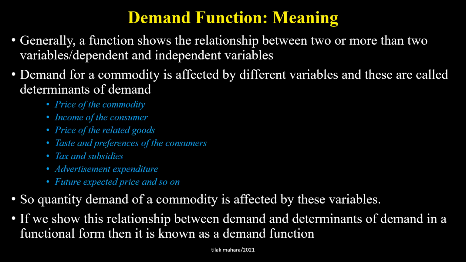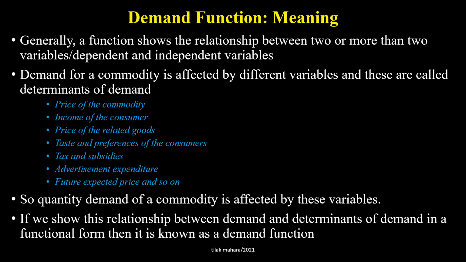And as we all know, demand of any commodity is affected by so many different factors, and these factors are called determinants of demand. So demand for any commodity at a given point of time is affected by basically price of the commodity, income of the consumer, price of the related goods, taste and preference of the consumers, tax and subsidies of the government, taxation policies, subsidy policies by the government, advertisement expenditure, future expected price, and so on. So these are called determinants of demand.